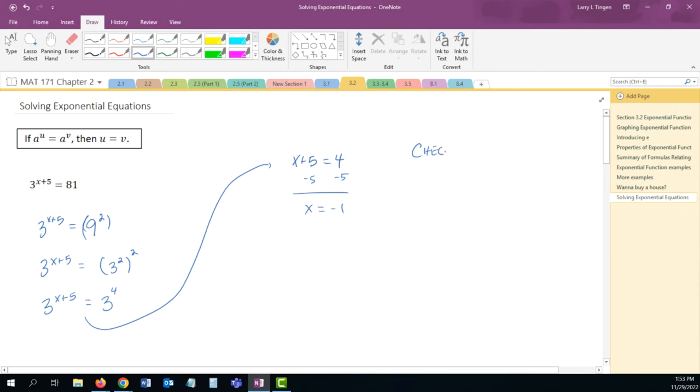And then we go back and check, because extraneous solutions are possible when we do these problems. So to check, I go back to the original, so that's 3 to the -1 plus 5 is equal to 81. -1 plus 5 is 4. 3 to the 4th is 81. That checks. So then my solution set contains -1.